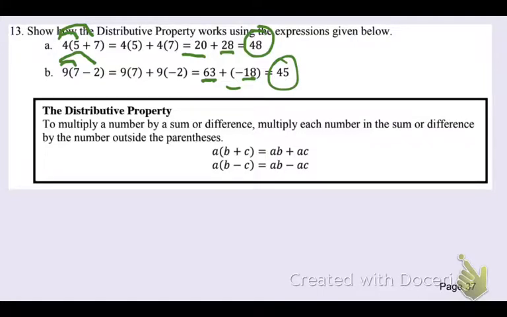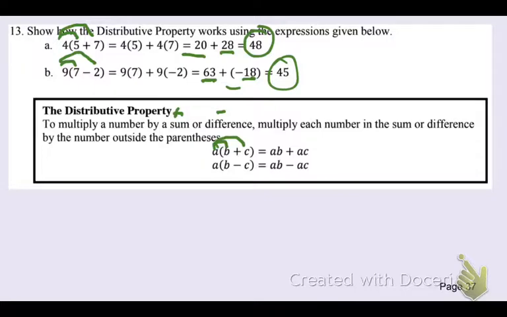All right, let's look at this definition for the distributive property. It says to multiply a number by a sum or a difference. So remember, sum means addition and difference is subtraction. So to multiply a number by addition or subtraction, multiply each number in the sum or the difference by the number outside of the parentheses. Whoa, that sounds confusing, but it's really not. So here is an example. We have A parentheses B plus C. Now this is after it's been distributed. Remember, we're doing A multiplied by B and then A multiplied by C.